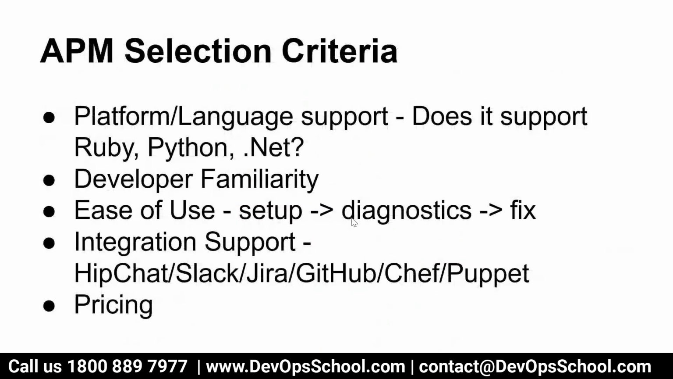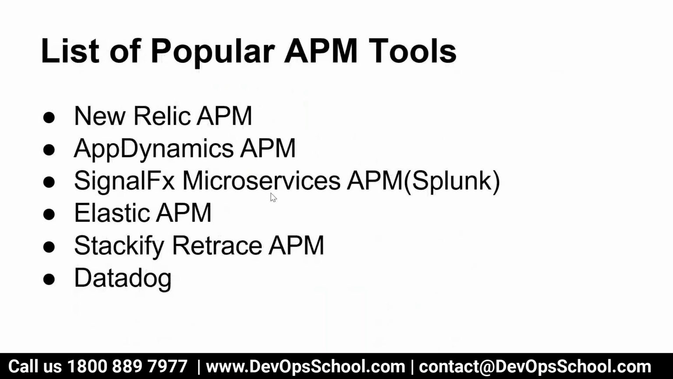Now the question is, which tool is good? See, in the market there are so many tools available. I mean, you can go for any tool. For this session, you have opted for Neuralink. But while selecting a tool for APM, some of the criteria you can look at are: whether your platform is supported, language supported, whether your developers are familiar, ease of use, setup, diagnose, fix, integration support, and pricing. These are some of the checklist items you can check before selecting the APM.